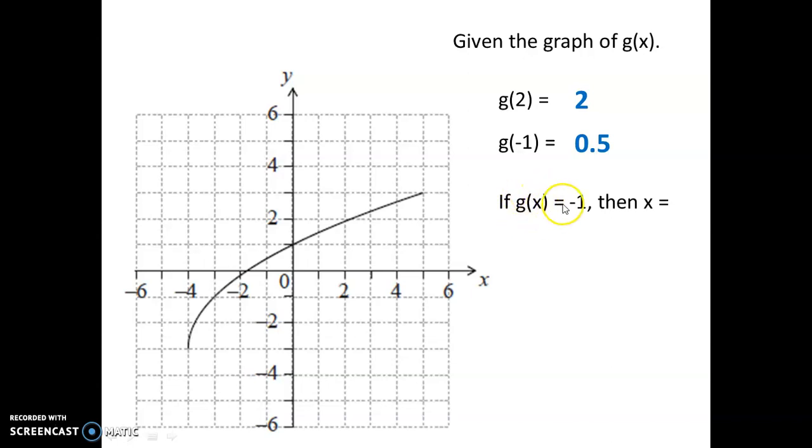And finally, let's flip this around. It says g of x equals negative 1. So if g of x is negative 1, it's telling you what the y value is. And then it says find x. So for that one, I hope you got negative 3. Because we have a y value of negative 1, so you go here on the y to negative 1, you go across, and you see, what is the x value right there? The x value is negative 3.